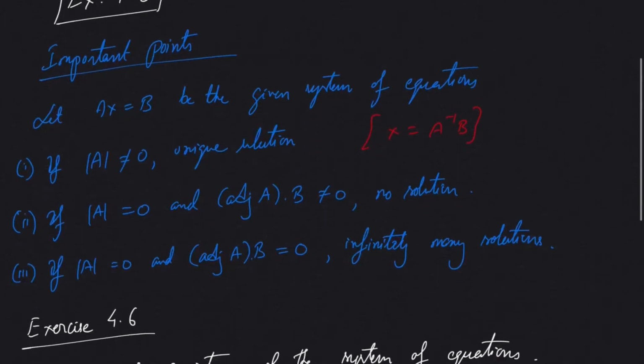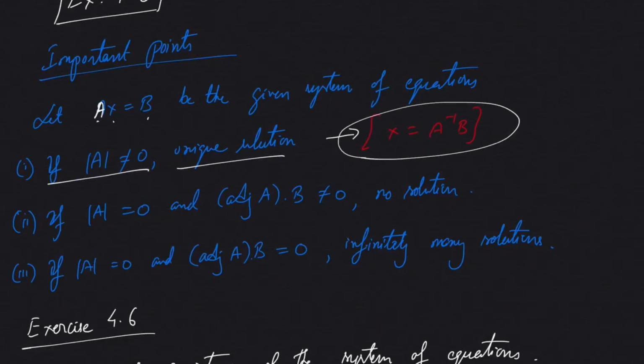Before that, a brief recap of the previous class. If a system of linear equations is given to you, then it can be written in the form AX = B. A denotes the matrix of the coefficients of the variables, X the matrix of the variables, B the matrix of the constants. And if determinant of A is not equal to 0, then it will have a unique solution, and we will proceed further and get the solution of the variables by this matrix method, X = A inverse B.